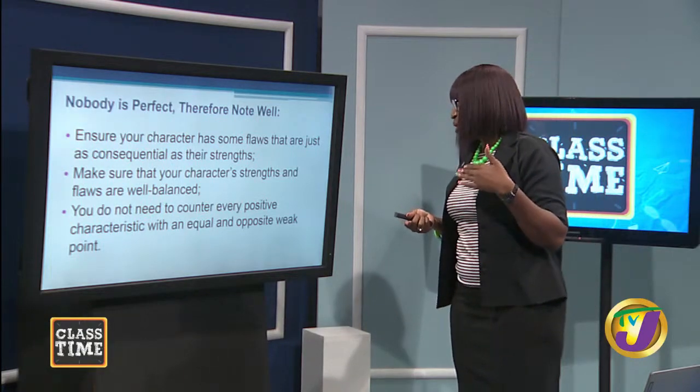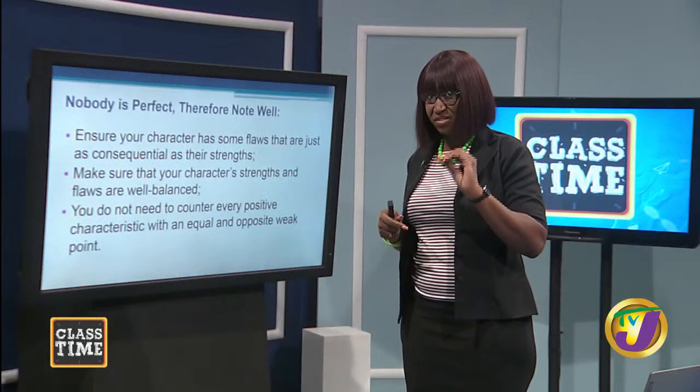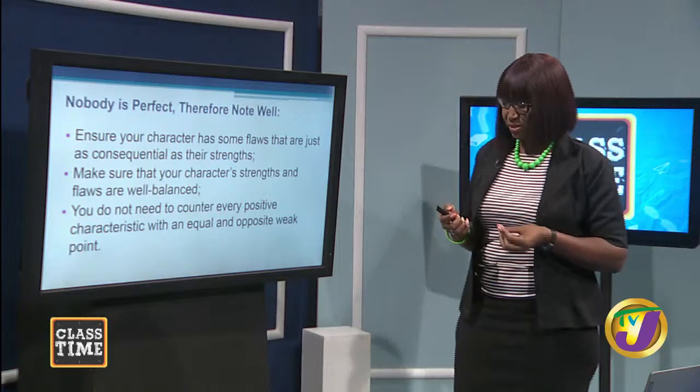You don't need to counter every positive characteristic with a negative one. There's no need. So you don't have to say he's good at this but bad at that, good at this but bad at that. You can just have the one major flaw that will take care of everything. Again, once the flaw is consequential, there are things that can happen because of this flaw. That is what is important.